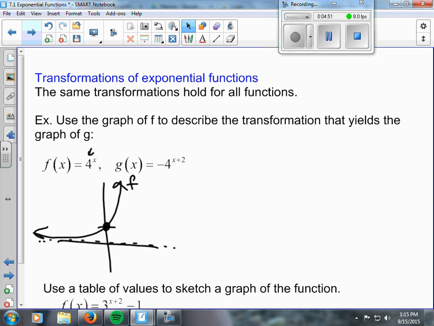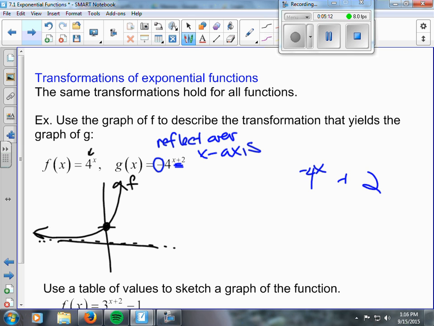So now let's graph g. What is g going to do? Well, I have a negative here, so this is going to reflect over the x-axis. And then I have a plus 2 beside the x. This is not a plus 2 at the end. We don't have negative 4 to the x plus 2 at the end. We have plus 2 up here inside with the x. So that means I'm going to go left 2. So I'm going to reflect over the x-axis and go left 2.